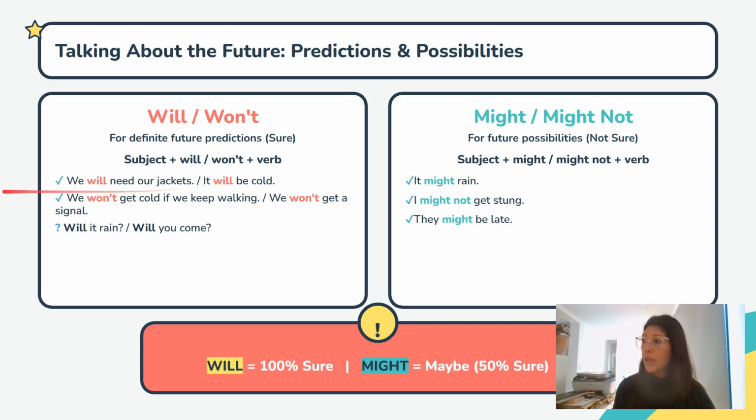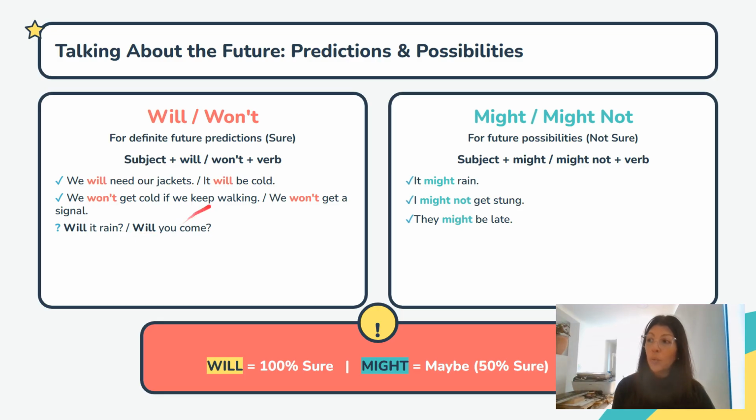For example, we will need our jackets. So see, this is a prediction, not a plan that we have been thinking about from before. We won't get cold if we keep walking. Will it rain? Yes, it will, or no, it won't.